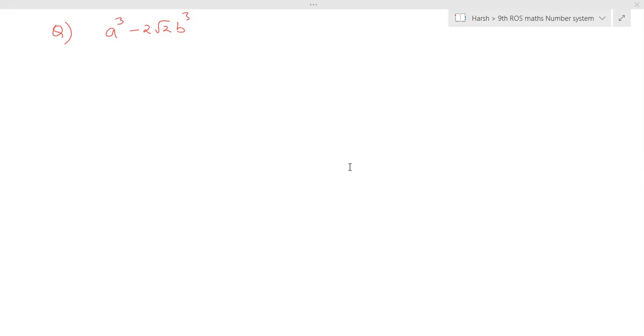The cube is just above the b, right? It's not above the whole. Yes, it's above b. It's not whole, though I would have kept it inside the bracket. Okay, inside the bracket.